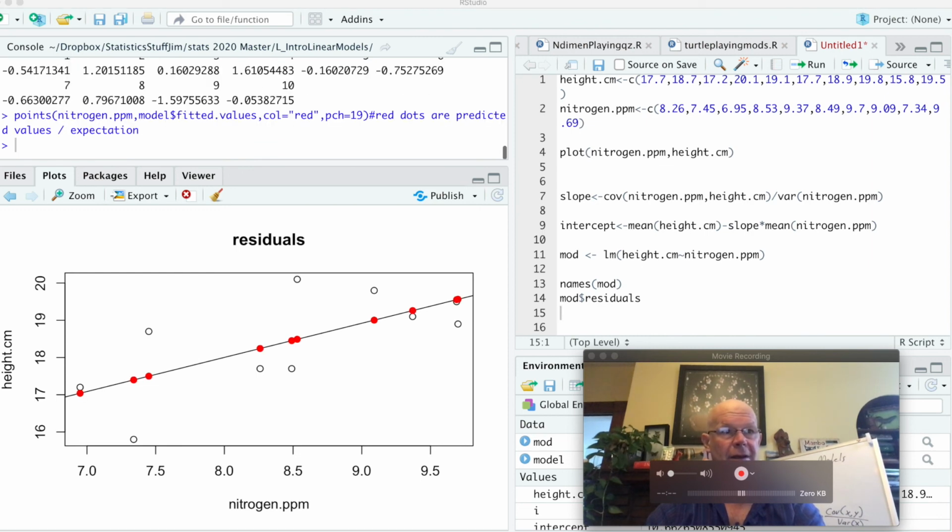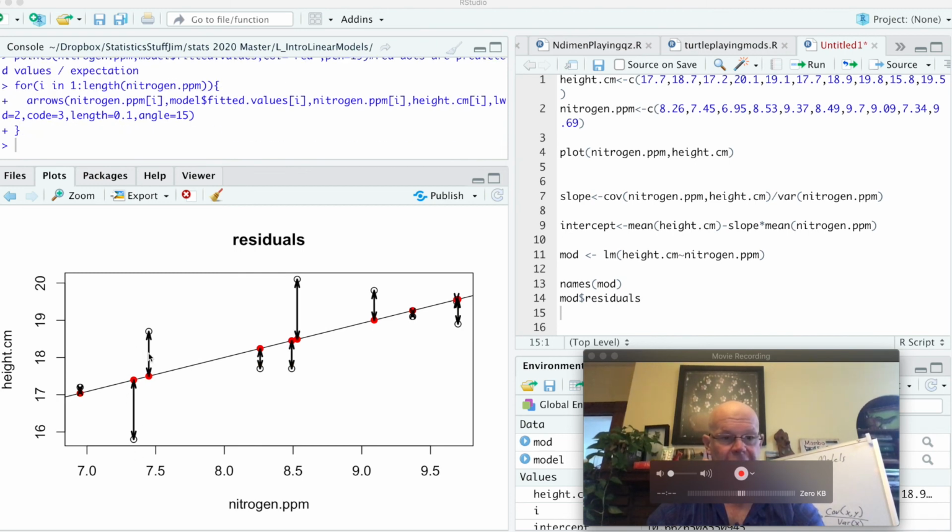These red dots here are our predicted values. The white dots are our observed values. You can see some of these are really close, like up here in the upper right-hand corner. That one's really close, the observed and the predicted. But over here, that one's quite a ways away. All we're doing with the residuals is measuring those distances from our observed to our expected. That is the leftover variation.